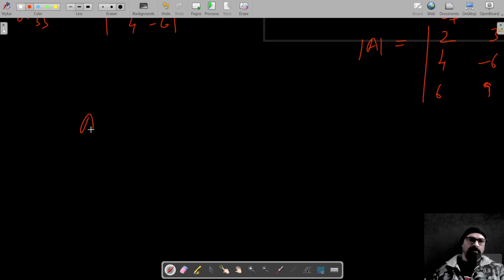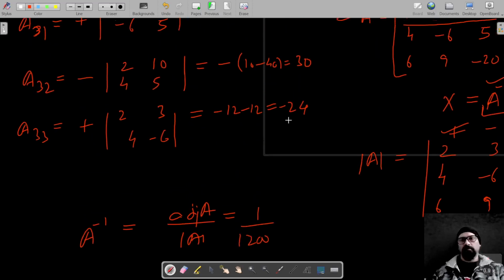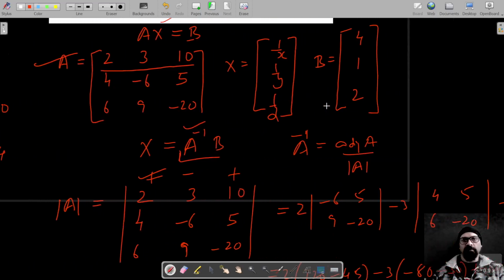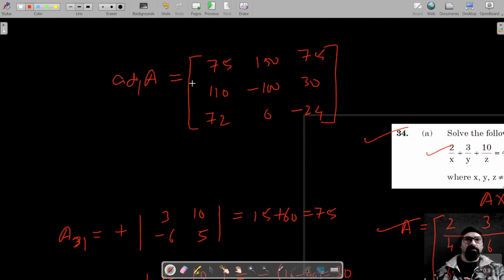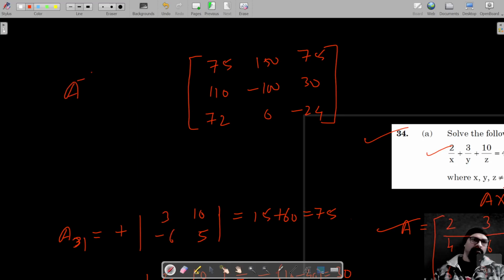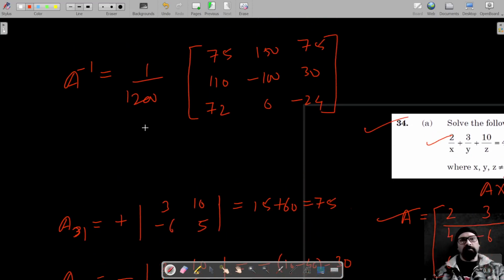So A inverse is adjoint of A divided by determinant of A. The determinant of A is 1200, so it has to be divided by the value of 1200 with the adjoint of A. So this is the adjoint of A, and A inverse is 1 by 1200 times the adjoint. And now let's find out X.